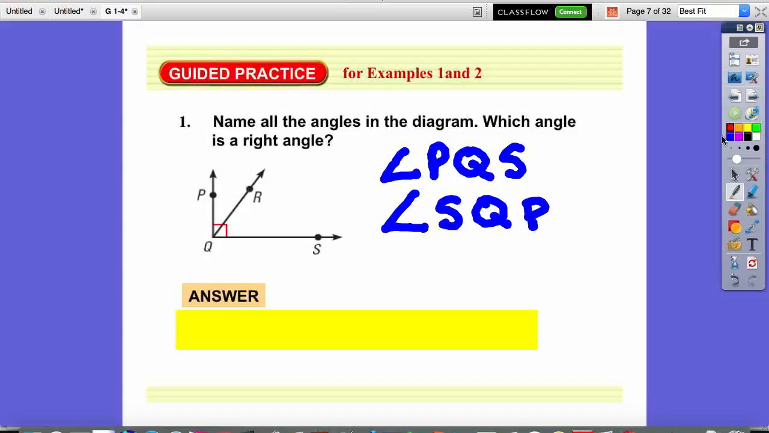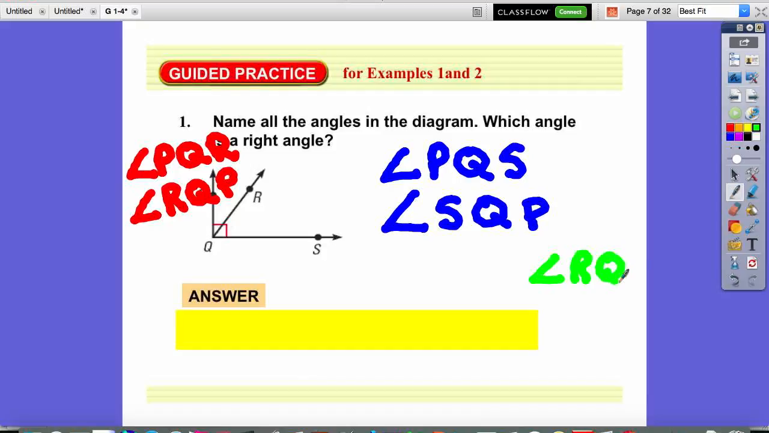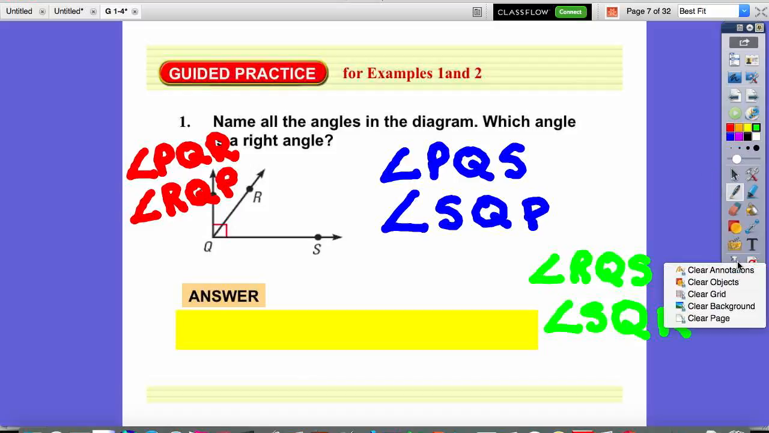So there's the right angle, there's angle PQR. I could also call that angle RQP. And there is angle RQS, which I could also call SQR. So those are all of your choices. PQS and SQP, whichever way you call it, are 90 degrees. This angle here and this angle here are both less than 90 degrees, so they are acute.